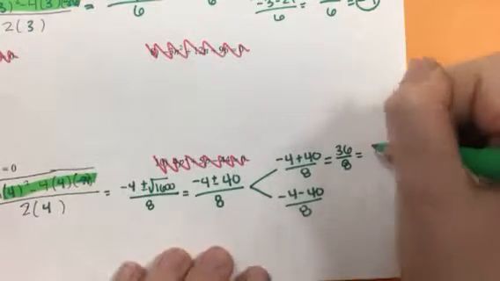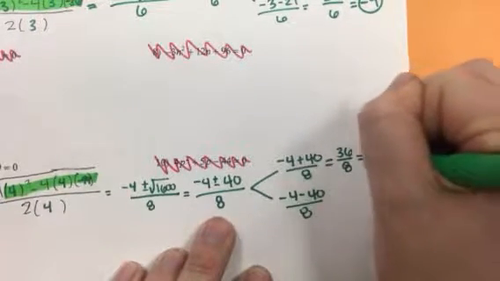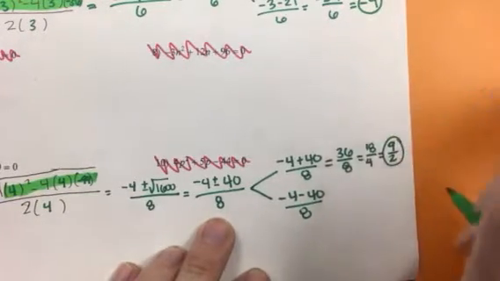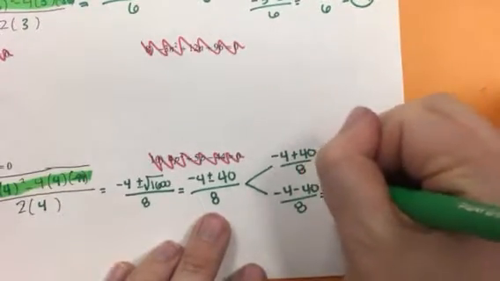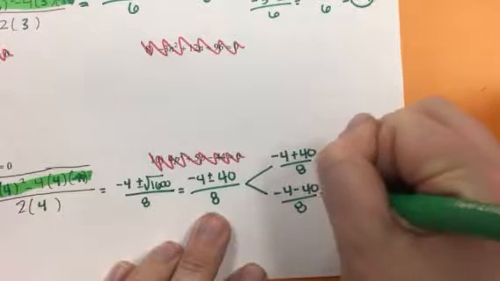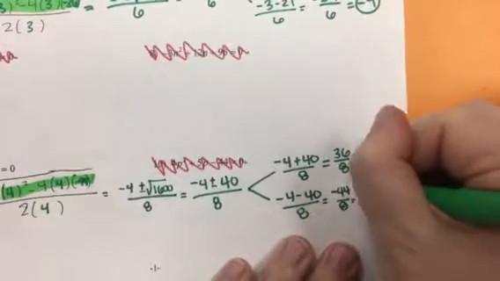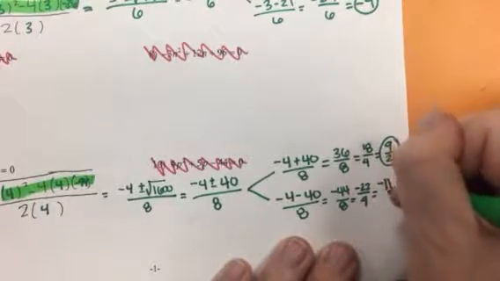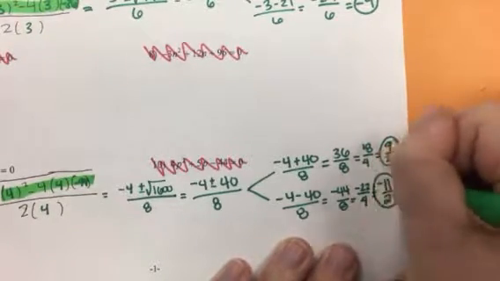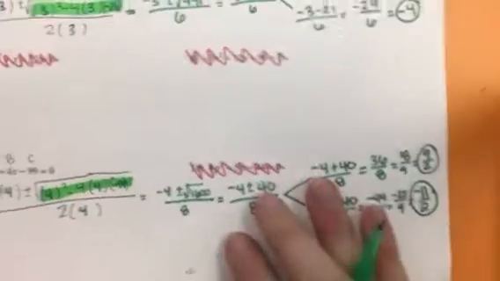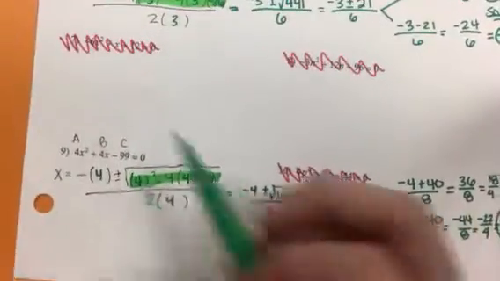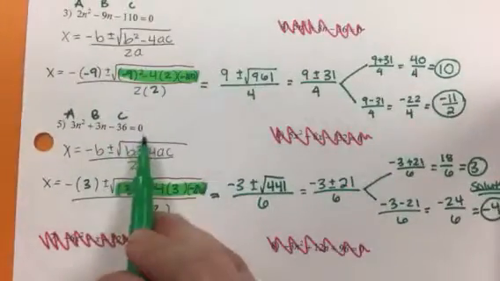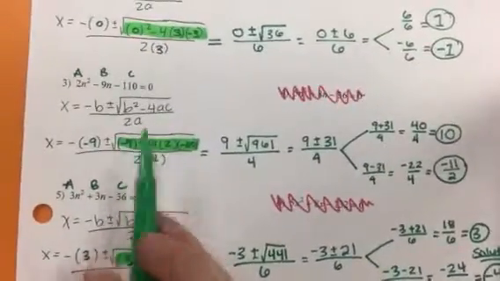If I split those in half, I get 18 over 4, and I can reduce it one more time to 9 over 2. On this one, I get -44 over 8, which is equal to -22 over 4, and then I can reduce it again, -11 over 2. So you'll notice on all of these forms, my quadratic was equal to 0, equal to 0, equal to 0.